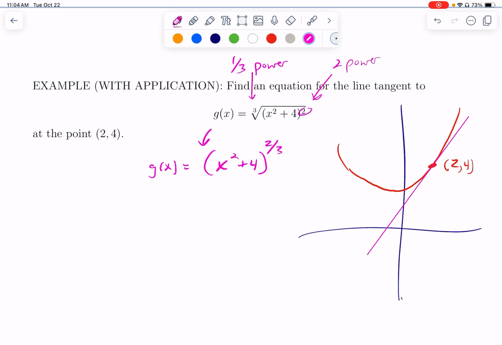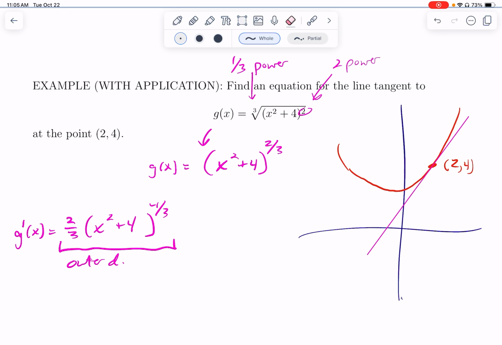So ask yourself, what's the outer function? What's the inner function? We will do the chain rule. My outer function is something to the 2/3 power. So my outer derivative is 2/3 times that something to the negative 1/3 power, where that something is x squared plus 4. My inner function is x squared plus 4. The derivative of that is 2x. So that's my derivative by chain rule.